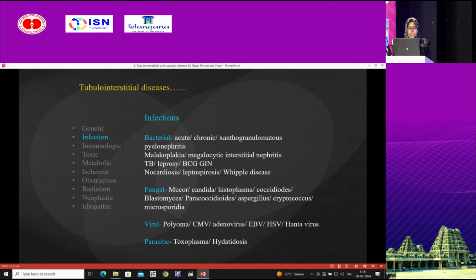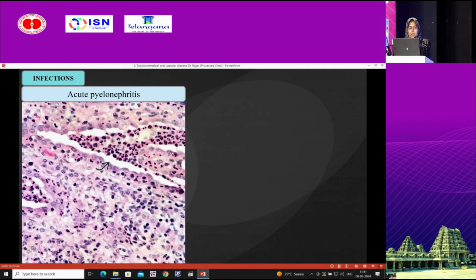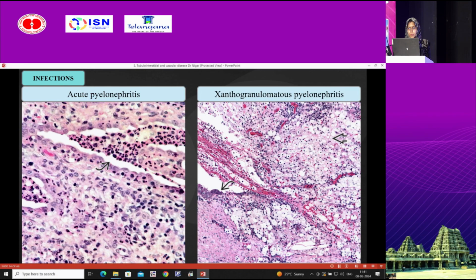The next category is infections. When there is a prominent neutrophilic infiltrate in the interstitium, with some of them infiltrating the tubular epithelium along with a few neutrophilic casts, an acute pyelonephritis needs to be suspected. A urine culture study might be essential to identify the causative organism.